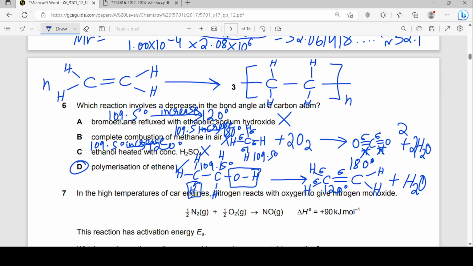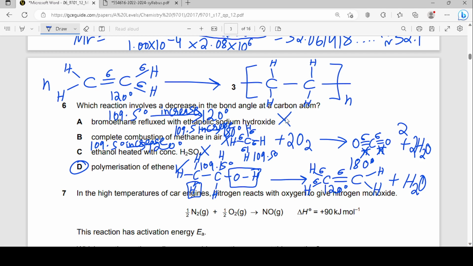Okay, so here we have 120 degrees bond angle, right? Because each carbon forms three sigma bonds, and there's one pi bond which you don't count, but three sigma bonds and no lone pairs, which means 120-degree bond angle, trigonal planar geometry, right, around each carbon atom.